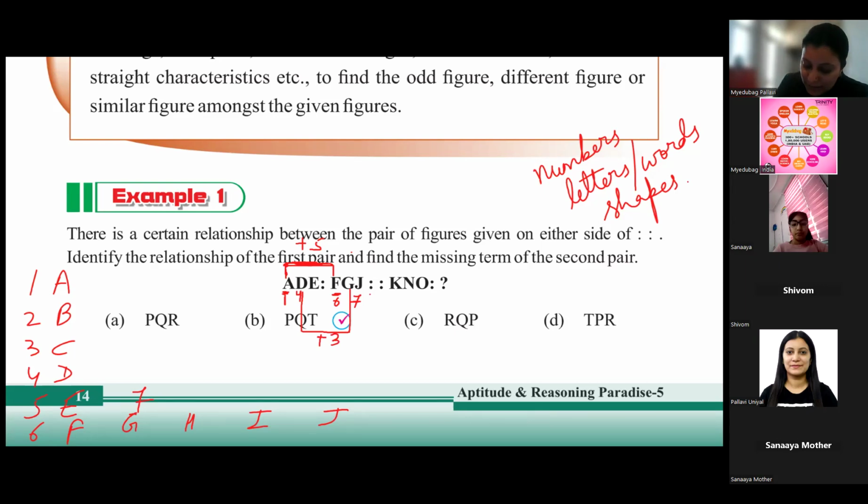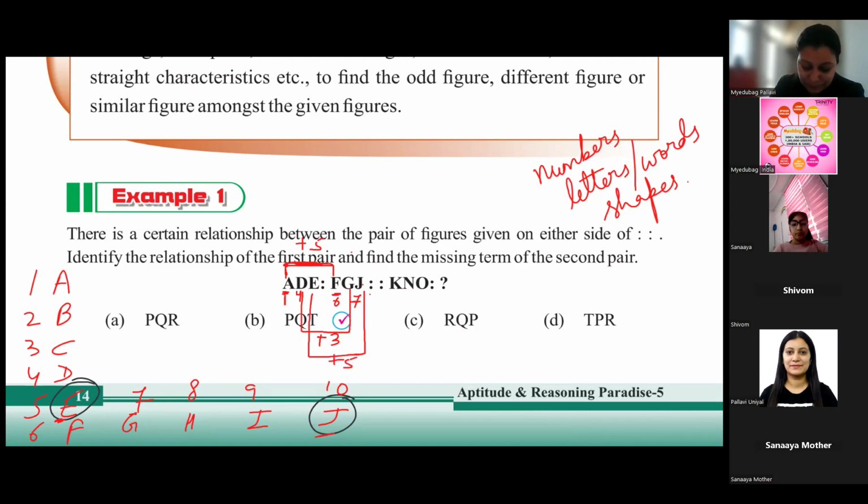And then let's see the last letter of both the groups, E and J. E is 5 and J is 10. So again, tell me how many steps? E to J. Not 4, see, E is 5 and J is 10. Just subtract 10 minus 5. So 5 steps.